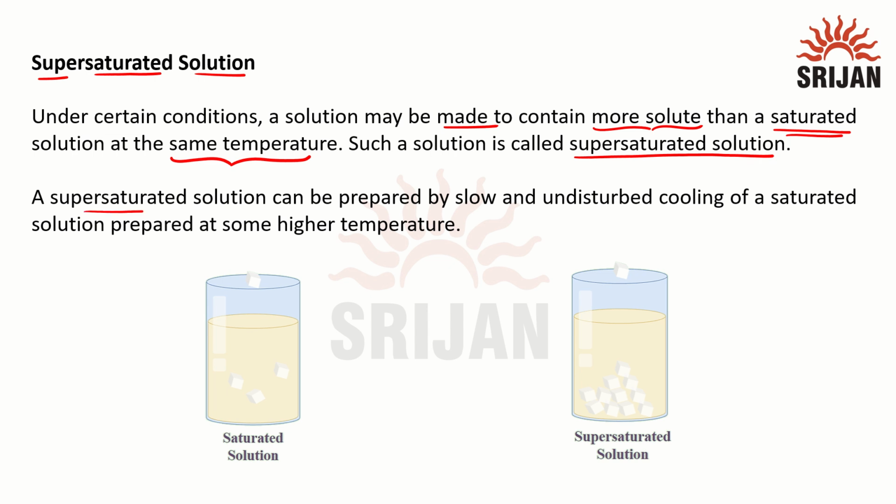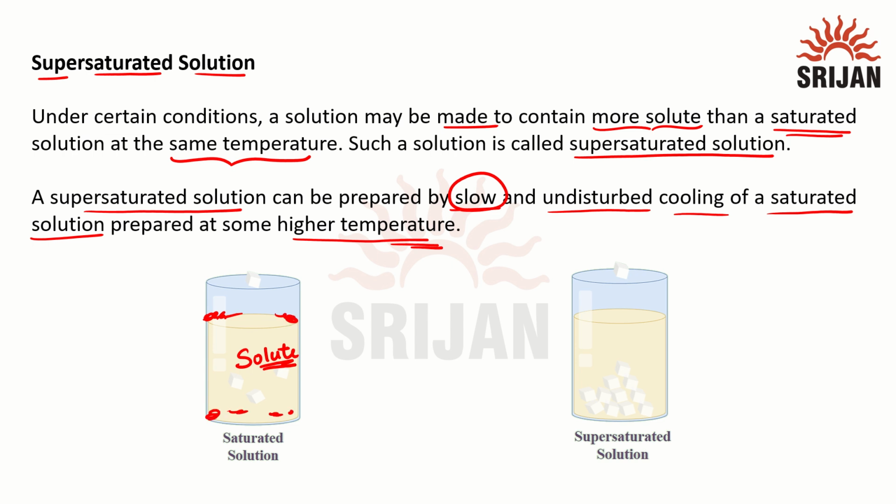A supersaturated solution can be prepared by slow and undisturbed cooling of a saturated solution prepared at a higher temperature. This has to be very slow, because if it is faster, the solutes that were dissolved will get crystallized and separate out. In that case, we'll just get a saturated solution with some crystals of the solute.